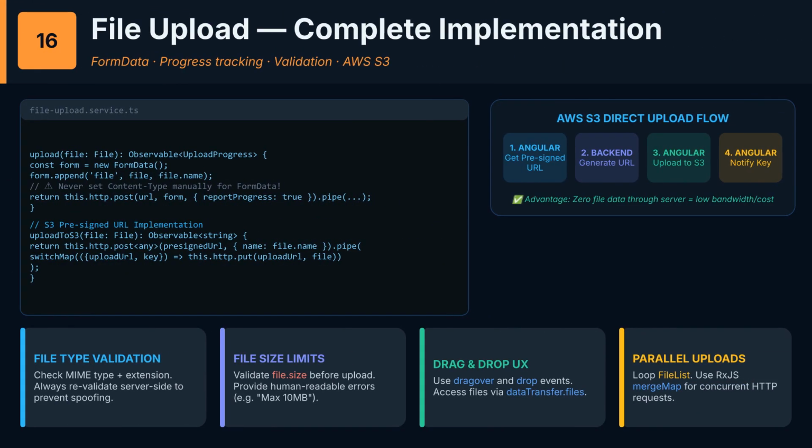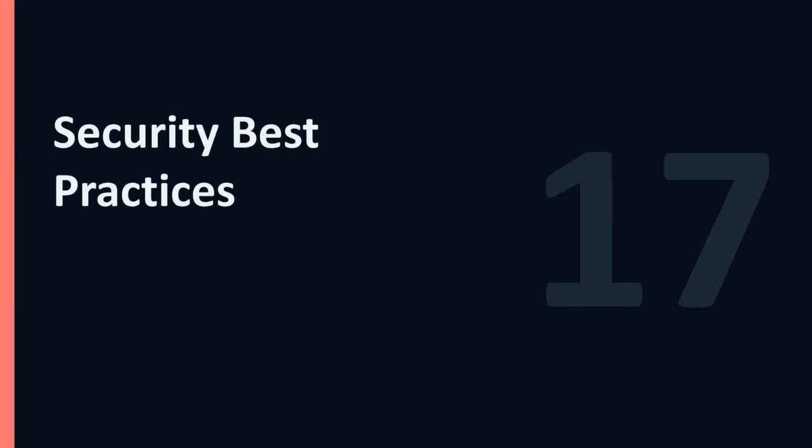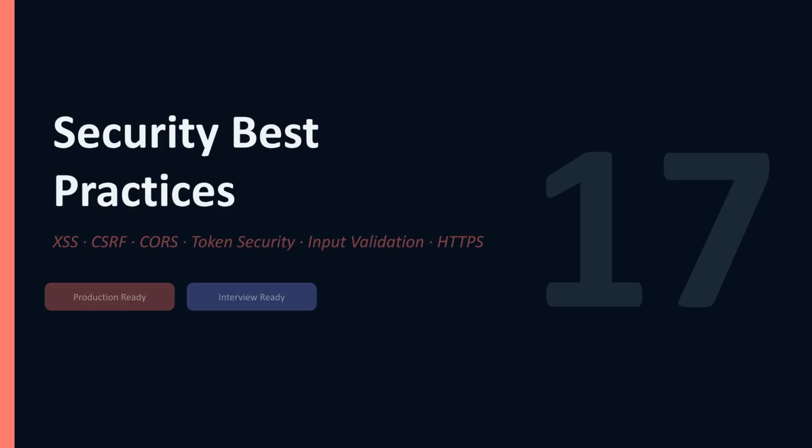This code demonstrates using FormData for standard uploads and a switchMap pattern for S3 pre-signed URL uploads. Remember, always validate file type and size on the client side, and revalidate on the server side for security. Finally, we conclude with essential security best practices for Angular applications. We will cover XSS, CSRF, CORS, token security, input validation, and the mandatory use of HTTPS.